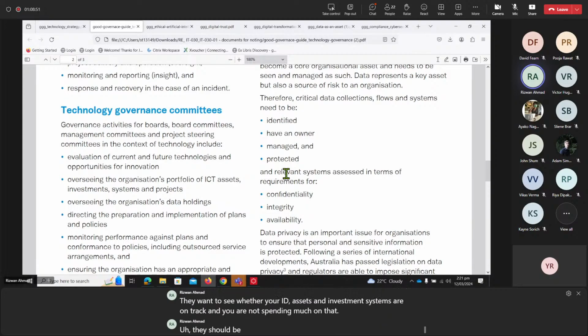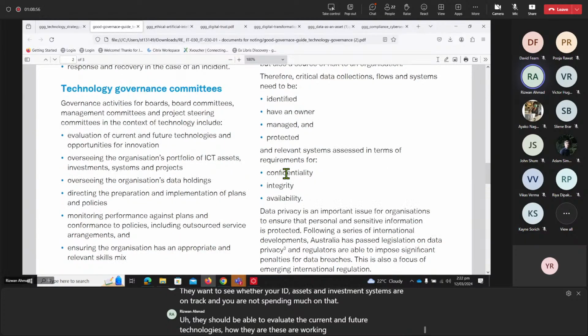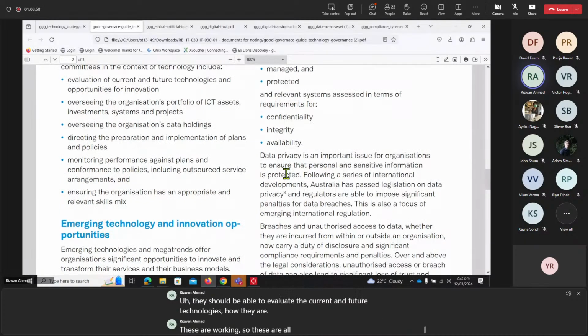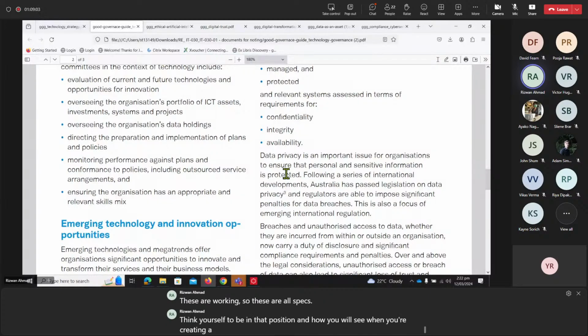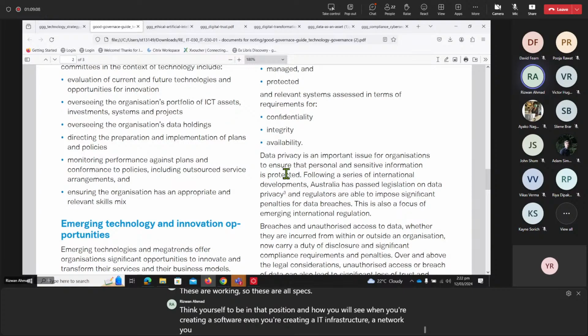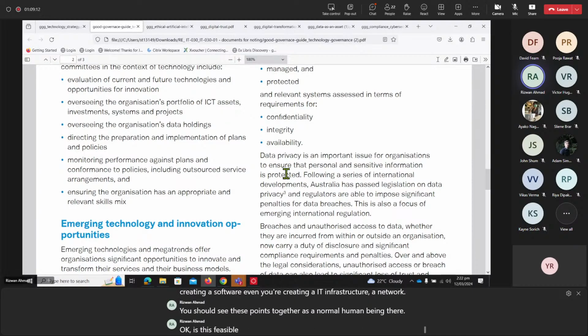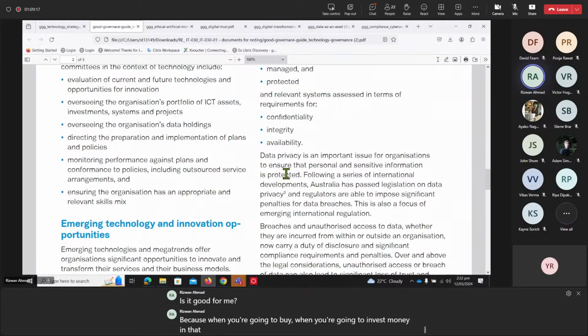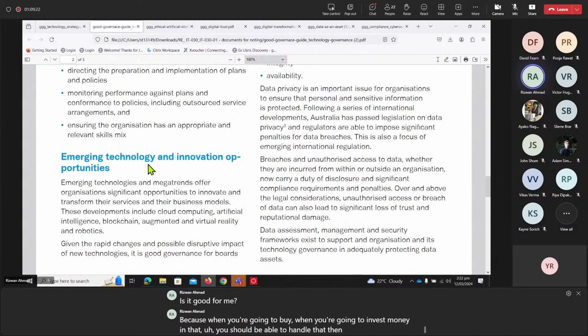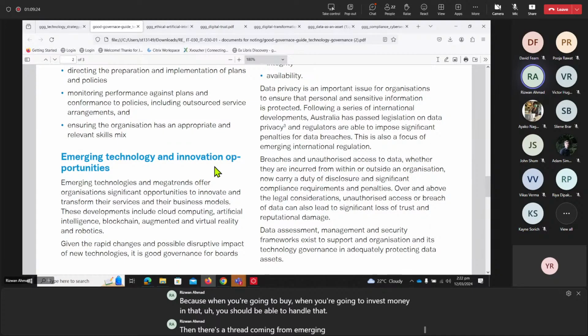They should be able to evaluate the current and future technologies and how these are working. So these are all aspects. Think of yourself in that position and how you would see it. When you are creating software, or even creating an IT infrastructure or a network, you should see these points together as a normal human being: okay, is this feasible? Is it good for me? Because when you are going to buy or invest money in that, you should be able to handle that. Then there's a threat coming from emerging technology and innovation opportunities.